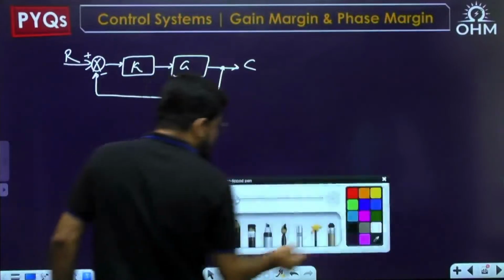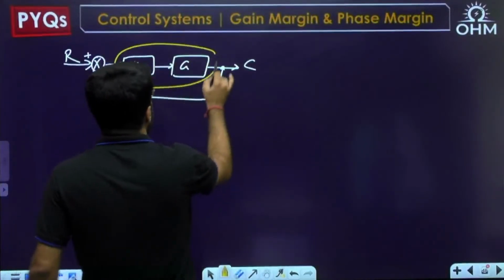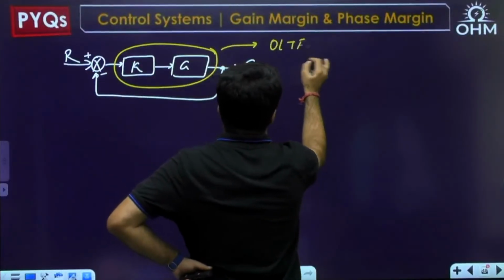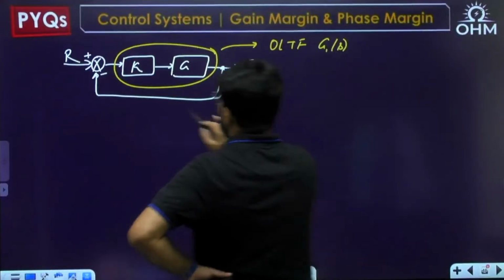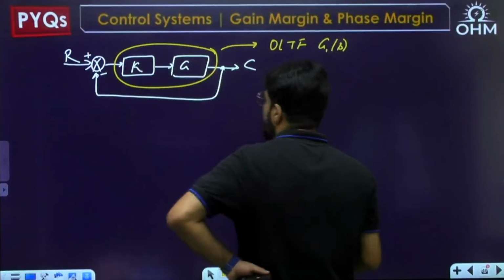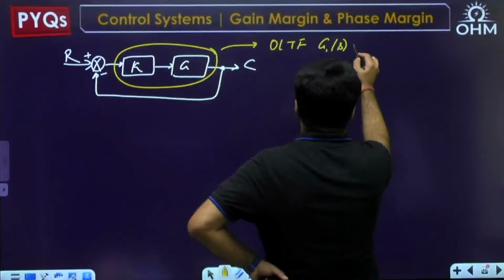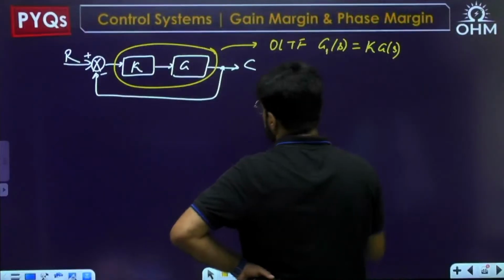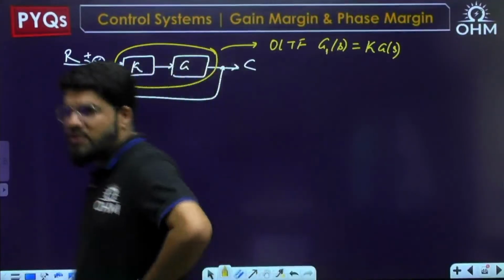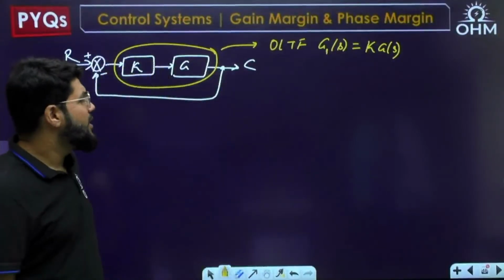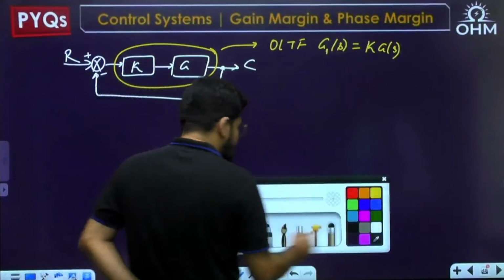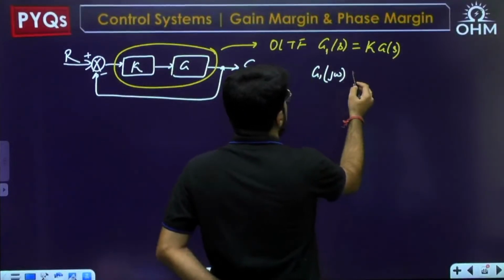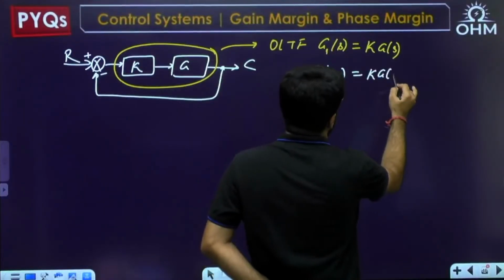Now with the gain K, what is your open loop transfer function? Let's say your open loop transfer function is G1(s), because anyways unity feedback is there. G1(s) is supposedly K G(s). Because they are in cascade, the gains are multiplied. It is K G(s). So if I convert into frequency domain, what is G1(jω)? It is K G(jω).